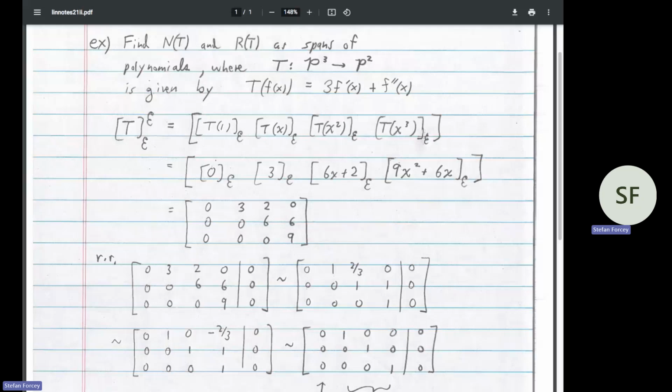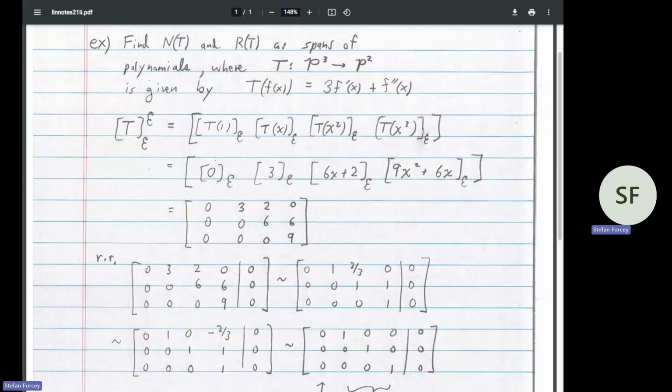And so that means what we first need to do is plug in the standard basis on P3 into T. So we'll find T(1), T(x), T(x squared), and T(x cubed). T(1) happens to be 0 because the first and second derivatives are both 0. T(x) is 3 because the first derivative is 1 times 3. Second derivative is still 0. Then x squared turns into 2x times 3 is 6x, and the second derivative is 2.